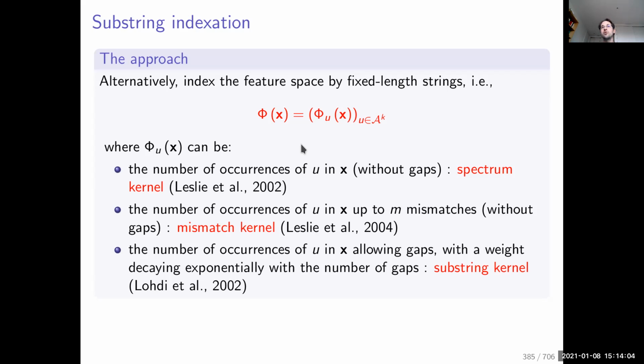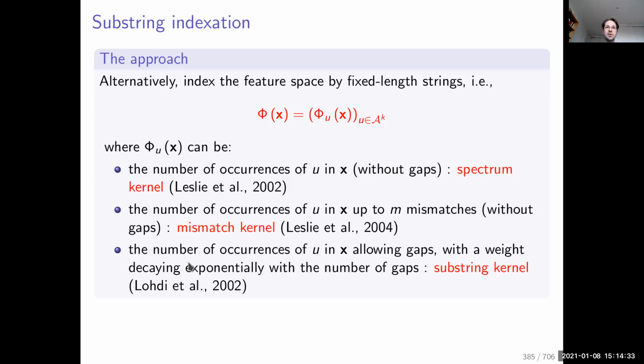For example, if this M here is equal to 1, we'll say that U appears in X if we can see the pattern U in X by allowing to change up to one letter. And this gives a kernel which is very effective, which is called a mismatch kernel. For many problems, this gives better results than the spectrum kernel, which is not flexible enough.